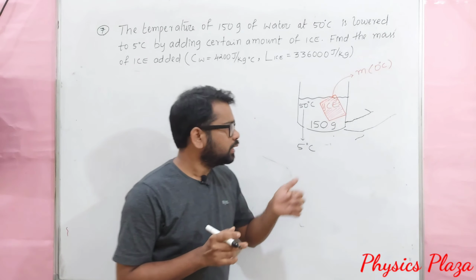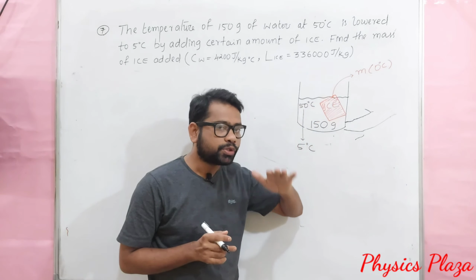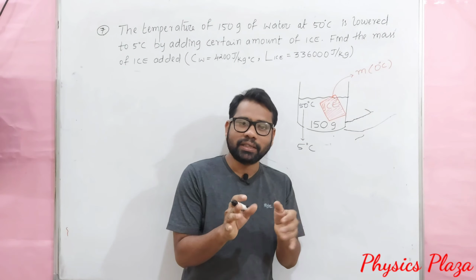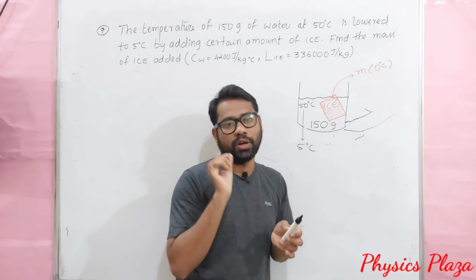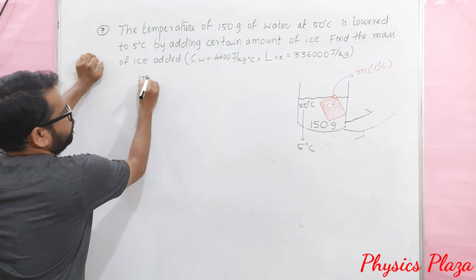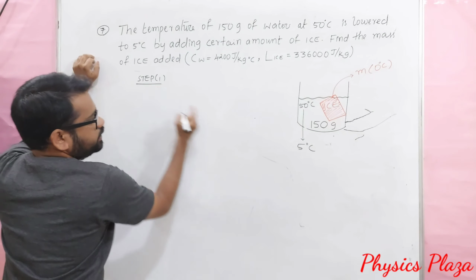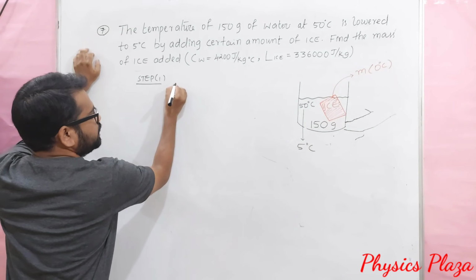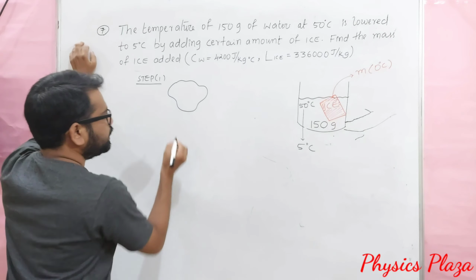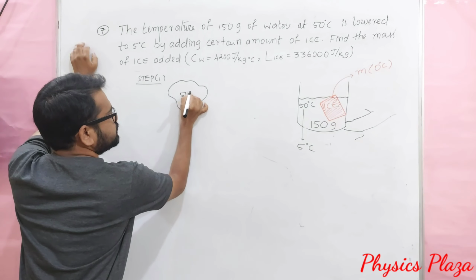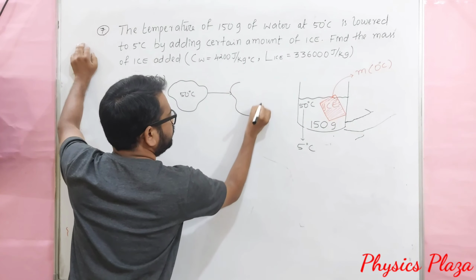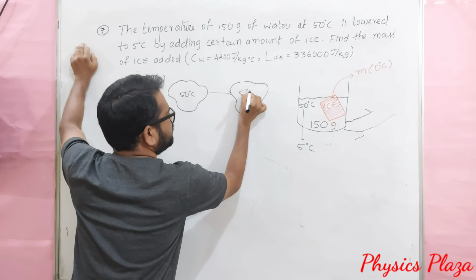Children, here what is happening? The temperature of the water is reduced, which means the water is losing heat. First, let us calculate the amount of heat lost by the water. So children, step 1: let us consider the water of mass 150 grams. Initially it is at 50 degrees Celsius. It is going to be water only, but at 5 degrees Celsius.